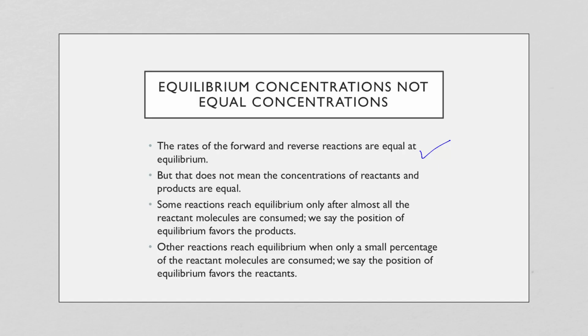Now, all reactions are different, right? You'll have some reactions that reach equilibrium after almost all the reactant molecules are consumed, right? Those are very product-favored equilibrium. Other reactions reach equilibrium after only a very small percentage of the reactants are consumed. And these are what we consider reactant-favored equilibrium. So this is going to be individual for each reaction, and the only way that we can know this is to do the experiments, right? We can't look at a reaction and predict this. We can only do the experiment and determine where the position of equilibrium is. What are the concentrations at equilibrium? They can only be determined experimentally.